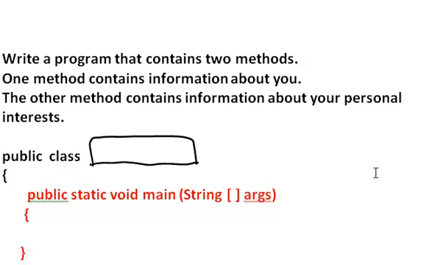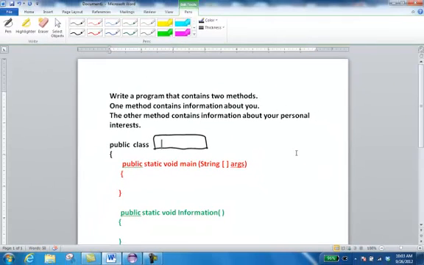In this particular program, we're going to write a program that contains two methods, and you can see this on the screen where I'm reading it to you. One method contains information about you, maybe your name, address, phone number, city you were born, something like that. The other method contains information about your personal interests, like music or sports or traveling or something.